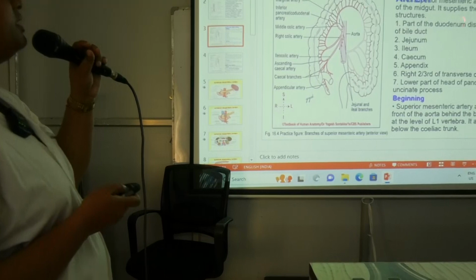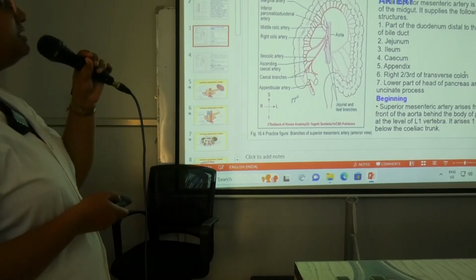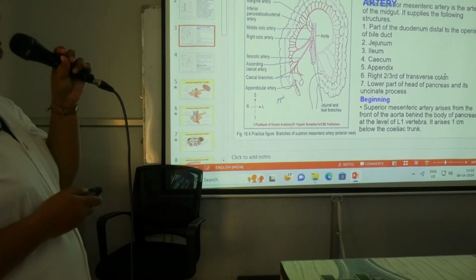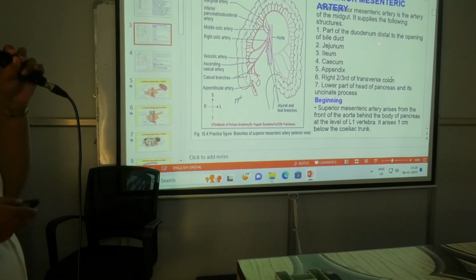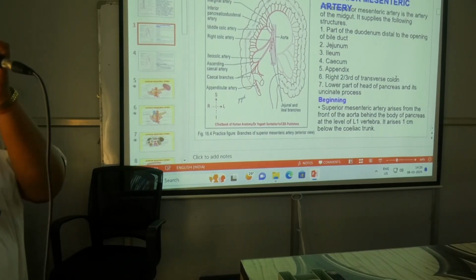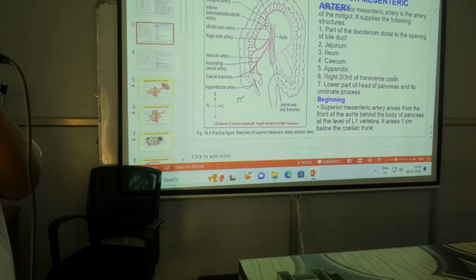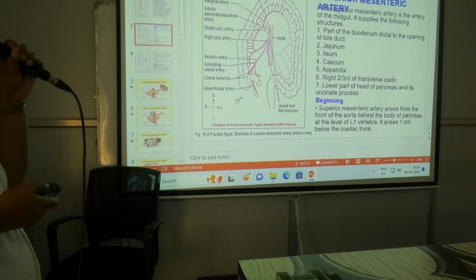Okay. So superior mesenteric artery is the artery of the midgut. Which structures will it supply? It supplies these structures: part of the duodenum distal to the opening of the bile duct, that is distal to the mid part of the second part of duodenum, distal to the ampulla of Vater or major duodenal papilla.